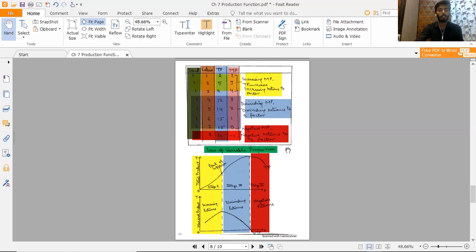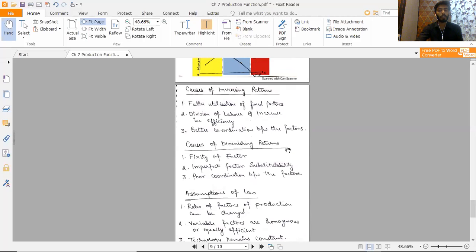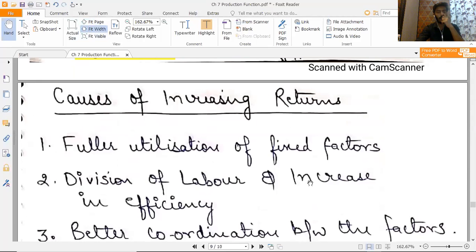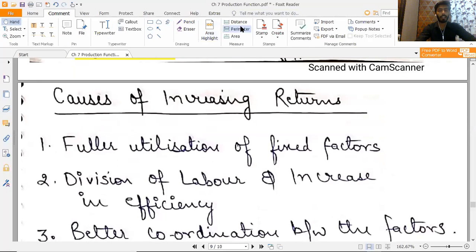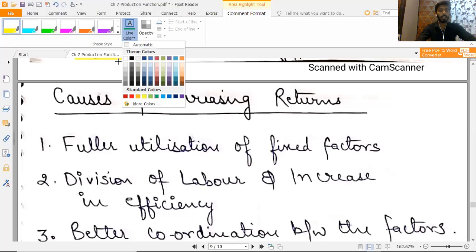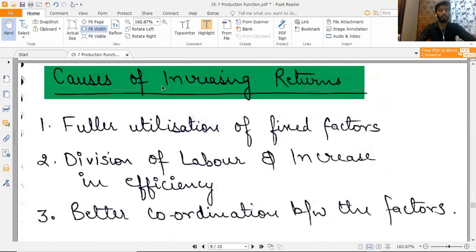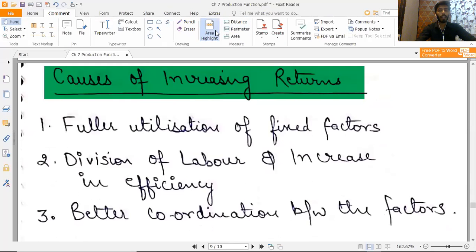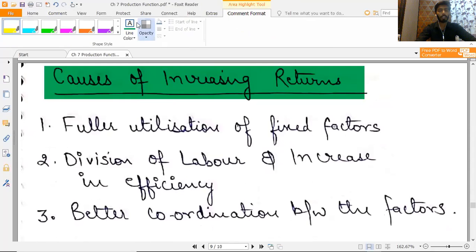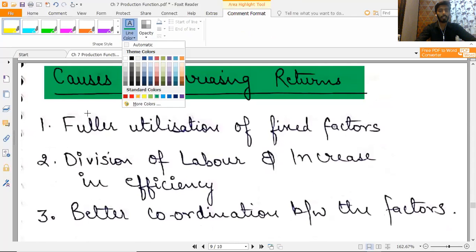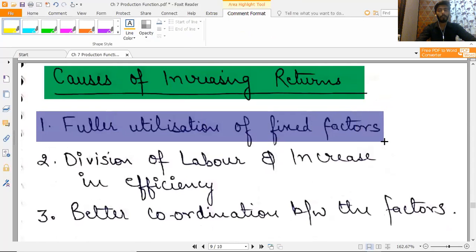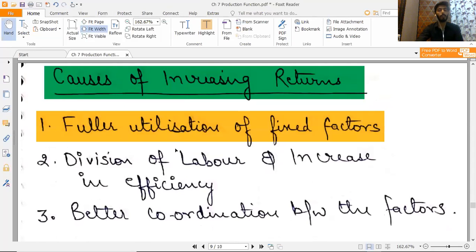Now let's move further and see the causes of increasing returns. Why do we get increasing returns? The first point is fuller utilization of fixed factors. Now what do you mean by fuller utilization of fixed factors?